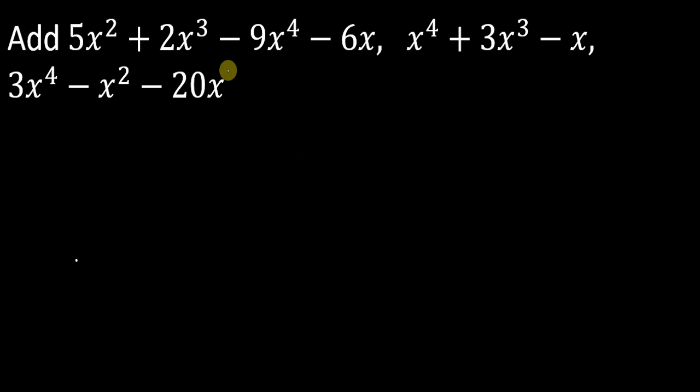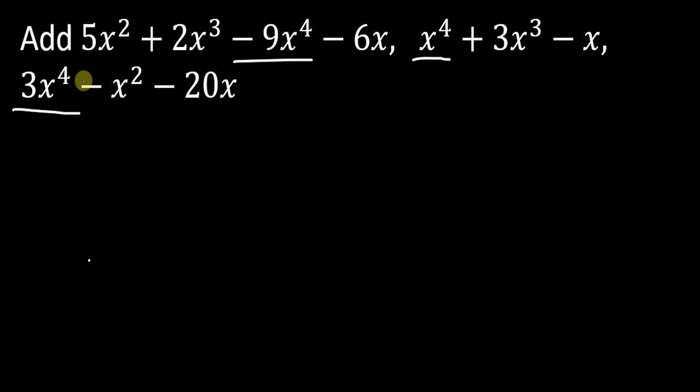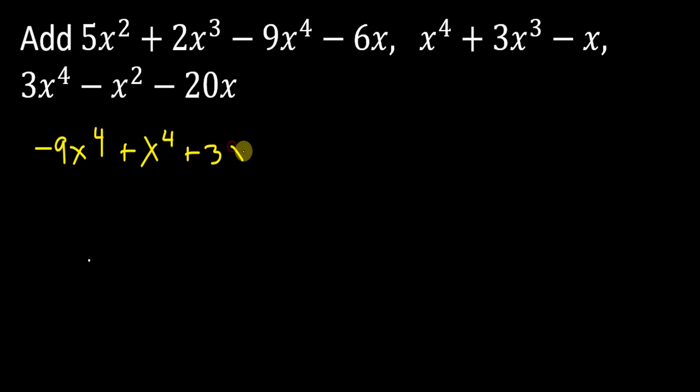Ano yung magkakaparehas? So, 9x raised to 4, x raised to 4, and 3x raised to 4. Hanapin lang natin yung magkakapareho yung exponent. Okay, so add natin. Negative 9x raised to 4 plus x raised to 4 plus 3x raised to 4. Lagyan natin ng close and open parenthesis.